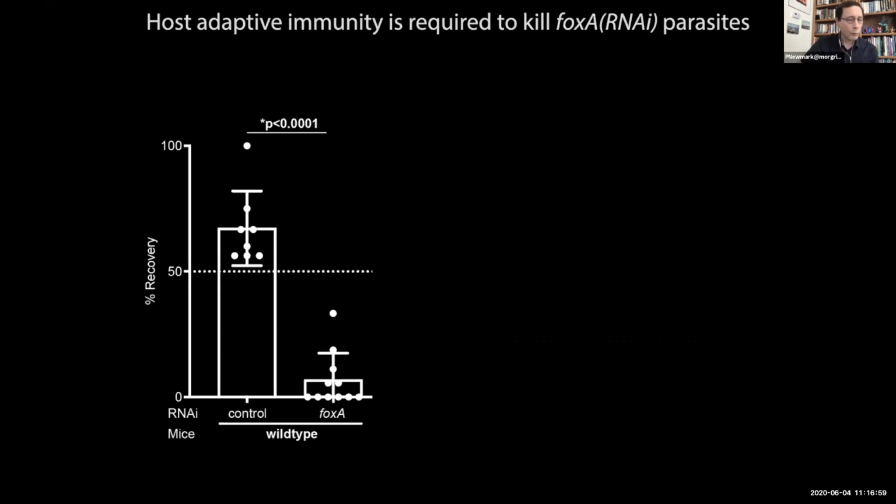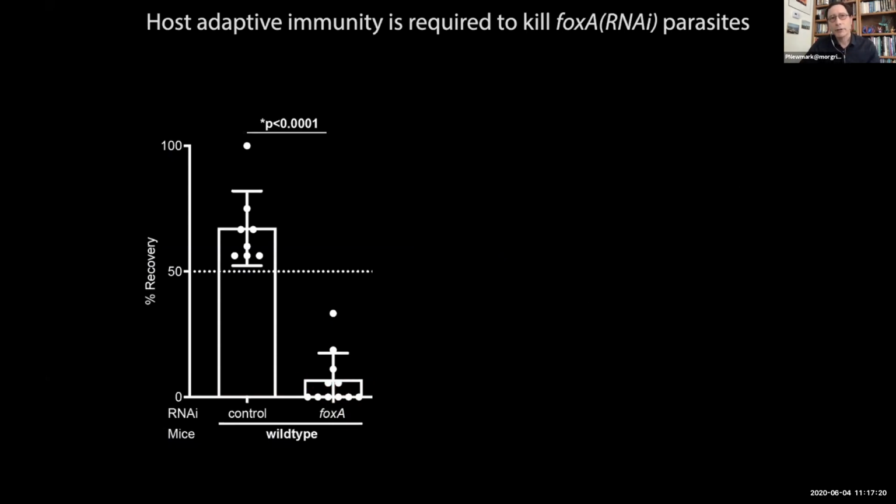Now, one might be thinking, well, this is just a trivial result. Basically, this is a nutritional defect. The animals don't have this digestive organ, they're not eating. And that's a completely reasonable hypothesis, but Jay did a really cool experiment. So again, here's transplants into wild type mice, showing that you can barely recover FoxA knockdown parasites.